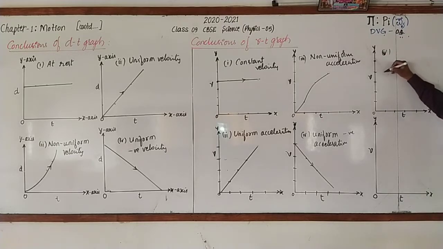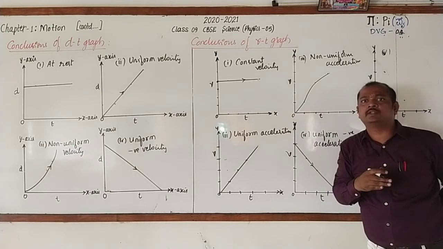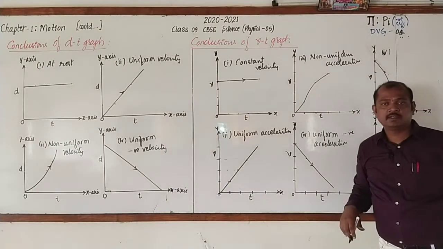In 1 second, it has changed its velocity from 10 to 8. Then in the next second, all of a sudden, it has come down to 4 meter per second. In the next one, it has come to 2 meter per second. In the fourth second, it comes to 0 meter per second. That means the body is decreasing its velocity from 10 meter per second to 0 meter per second. If you go for joining these points, you will get the graph like this.